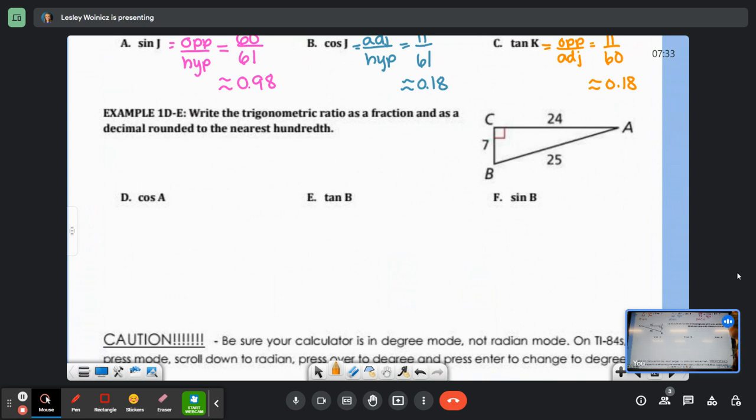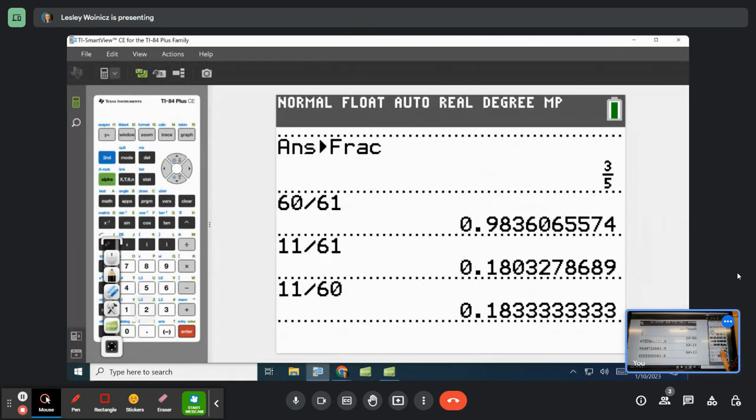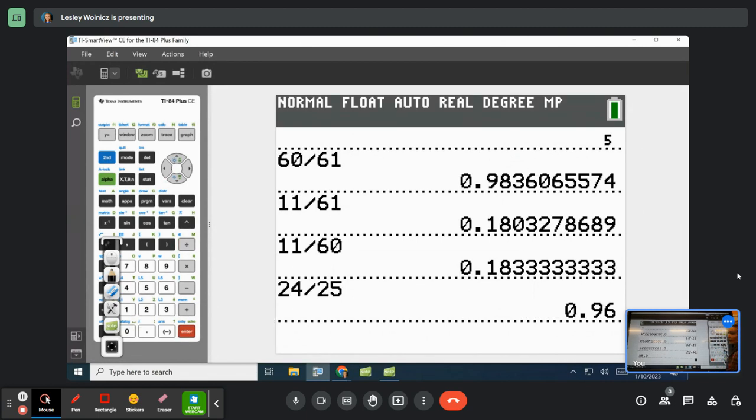We have to write each ratio as a fraction, same directions. All right, cosine of A. Cosine is the adjacent over the hypotenuse. So if I look at angle A and find the adjacent side and the hypotenuse, I have to put the 24 over the 25. Put it in the calculator. I got 0.96.